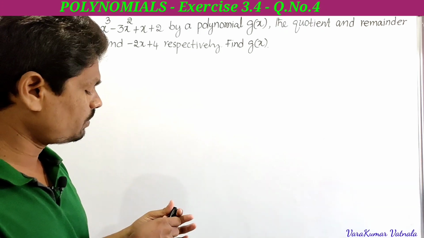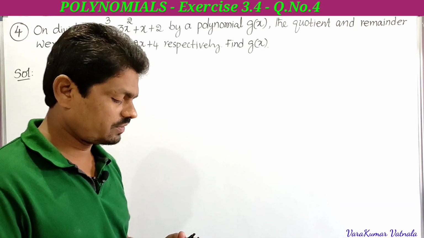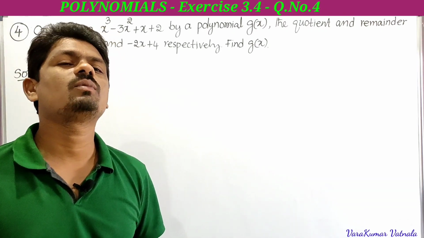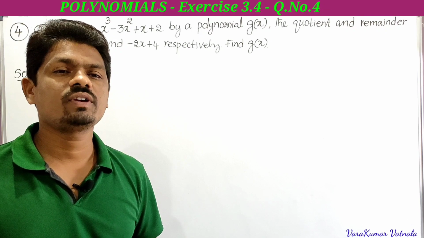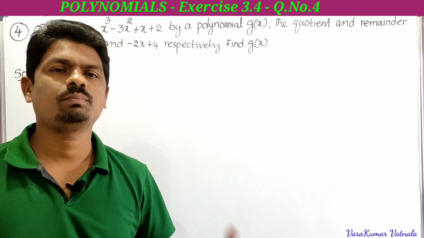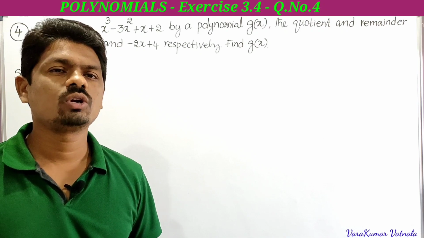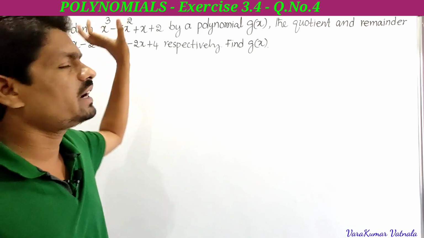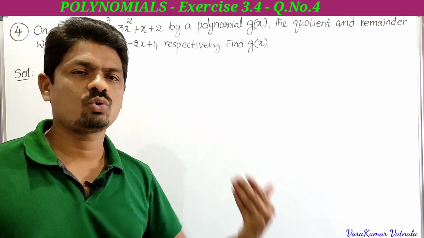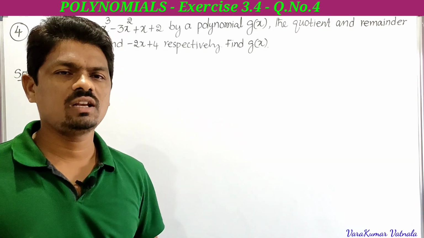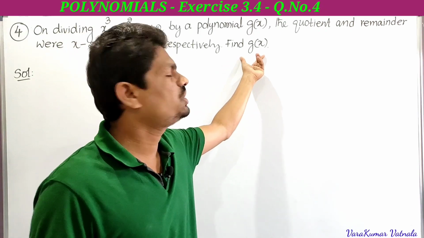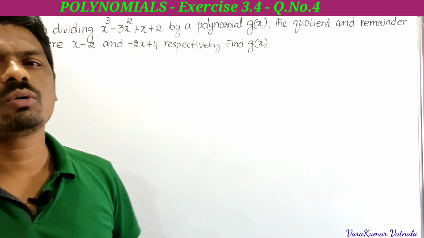So let the given polynomial be p of x. According to the division algorithm of polynomials, p of x is equal to g of x into q of x plus r of x. So here p of x is dividend, g of x is divisor, q of x is quotient, r of x is remainder. So here we have to find g of x, the divisor.